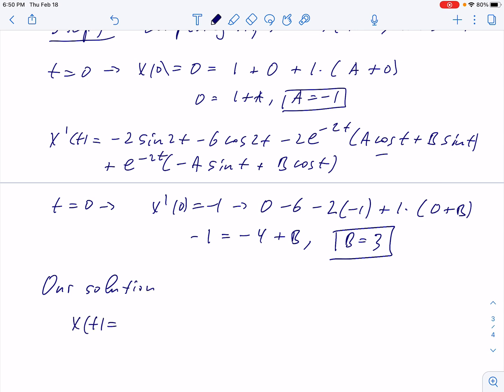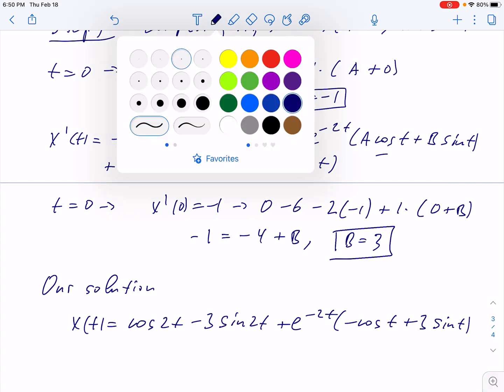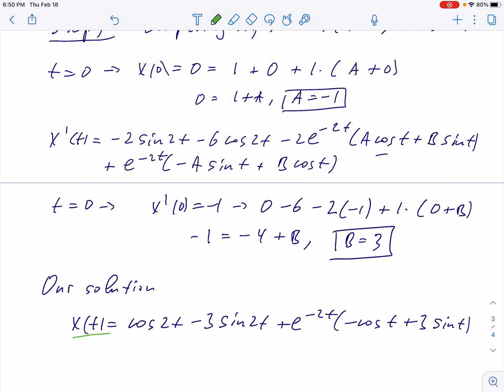X of t, here first the particular solution, cosine 2t minus 3 sine 2t, and here plus exponential negative 2t, and replacing a as negative 1, so negative cosine t plus 3 sine t. Here our solution that satisfies the initial condition. I am also underlining by green.